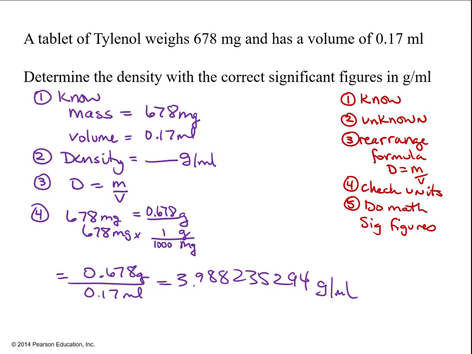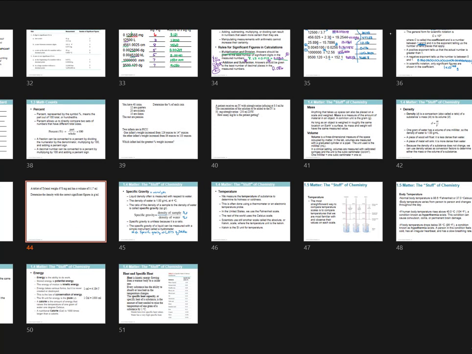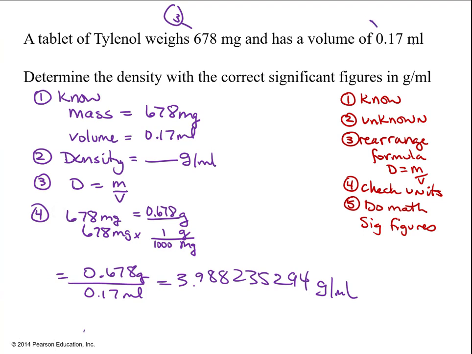Can I keep all that? Okay, so now I got to go back up to the very top. And that's what I always do, is just go back to the problem. How many significant figures in 678? 3. How many significant figures in 0.17? Just 2. So coming down here, the first 2 significant figures from the left is the 3.9. The next number's an 8. So what's that going to do? Make that a 4. So is that right? Add a decimal and a 0. That's 2 significant figures. So I'd have 4.0 grams per mil.